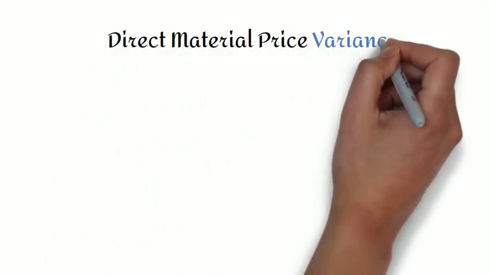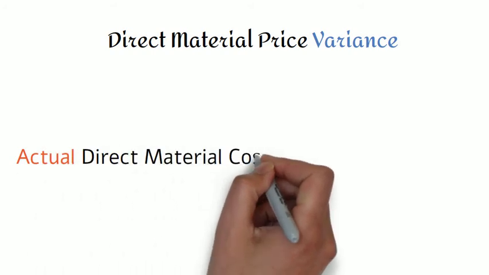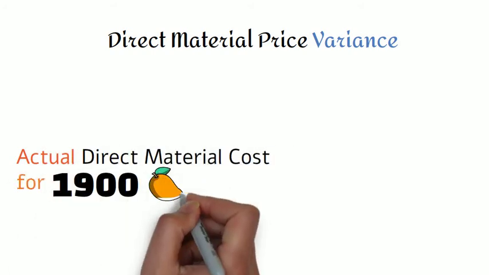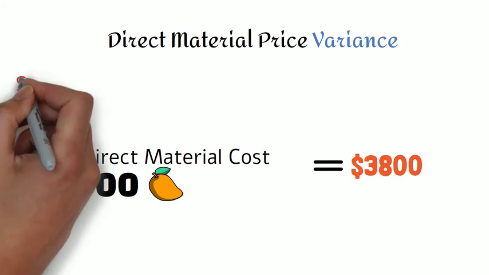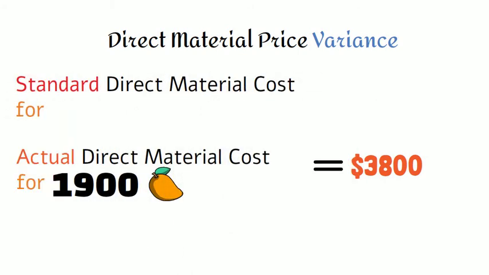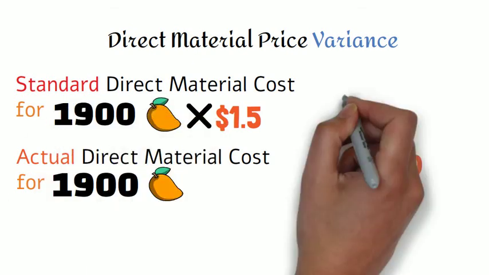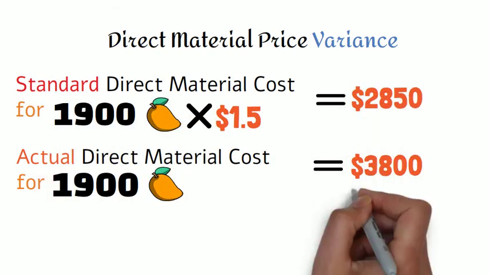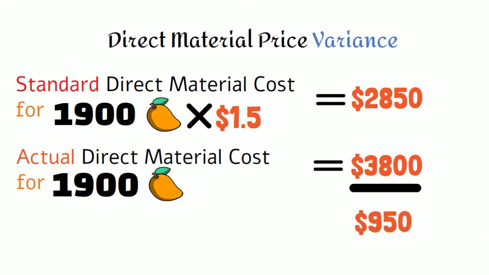So let's start with the first question, calculating the direct material price variance. The actual material cost for 1,900 mangoes was $3,800. However, according to our standard, we had expected to pay $1.5 per mango. Therefore, according to our standard, the direct material cost for 1,900 mangoes must have been $2,850. Therefore, the direct material price variance is $950. And since the actual cost is more than the standard cost, it is an adverse variance.